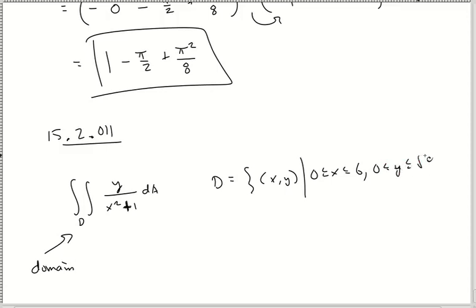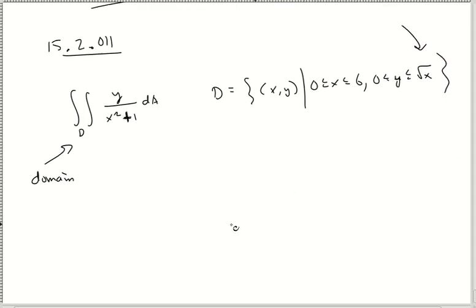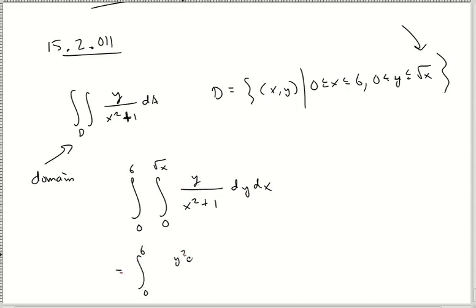Okay. Notice that this one here has got that square root x kind of business there. And that's why we are seeing this in 15.2. So let's go ahead and just write it out. 0 to 6, 0 to the square root x of y over x squared plus 1 dy dx. I'm going to be integrating the y first. Notice right here this y. Wouldn't that be y squared over 2 whenever you start integrating it? From 0 to square root x.